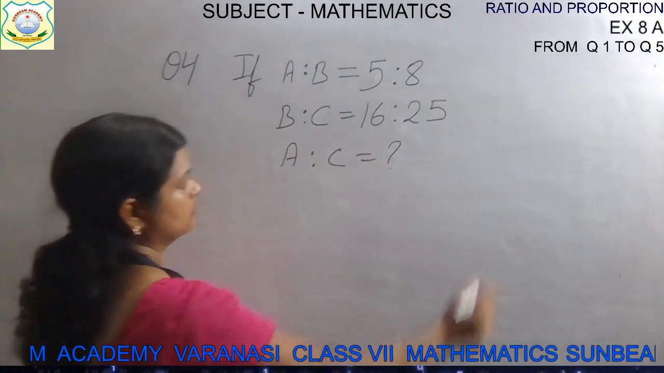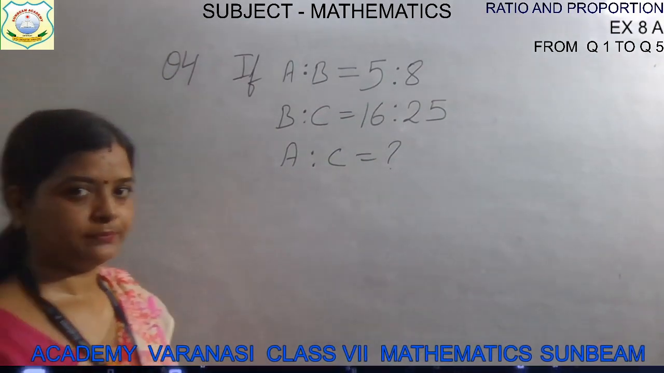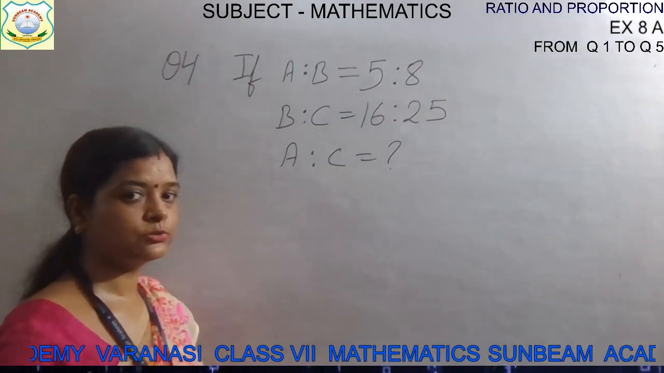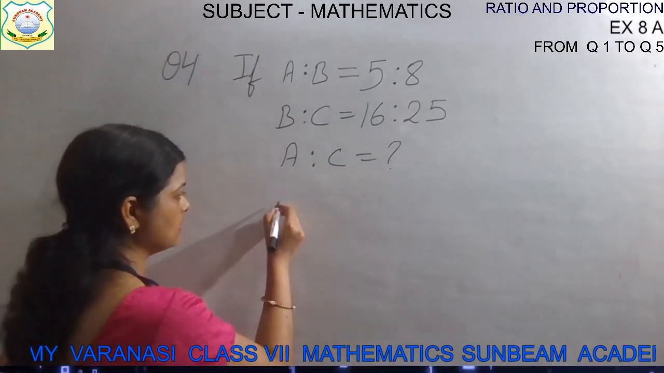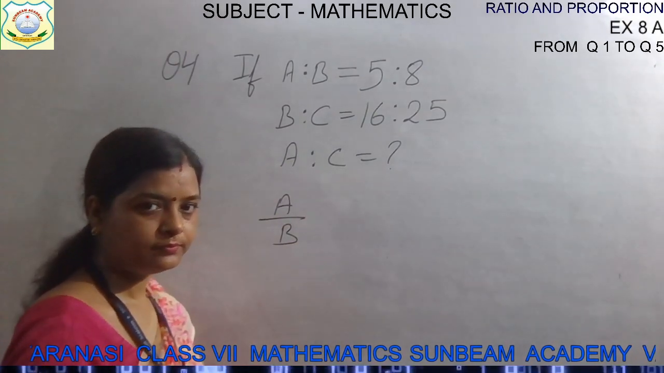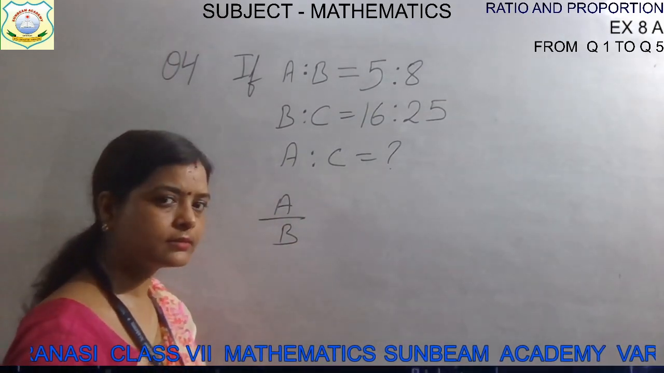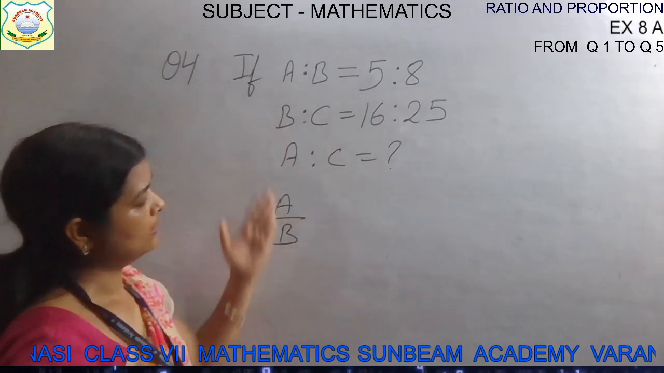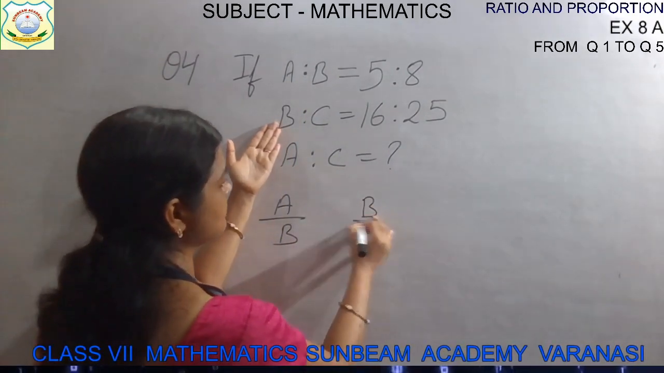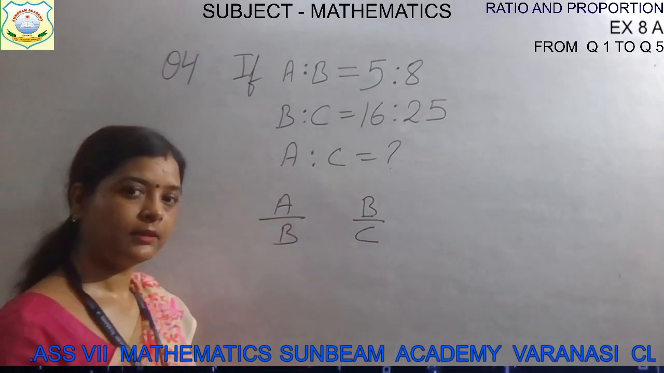This is the question. A is to B is given. B is to C is also given. Means A is to B can be written as A by B. Yes or no? Yes. And B is to C can be written as B by C. Yes.